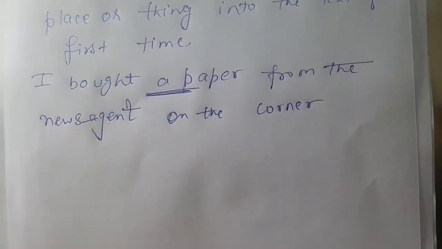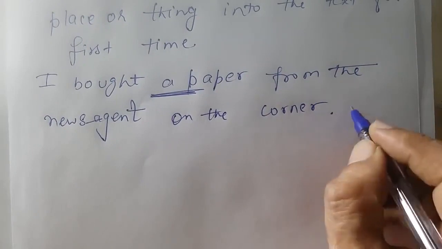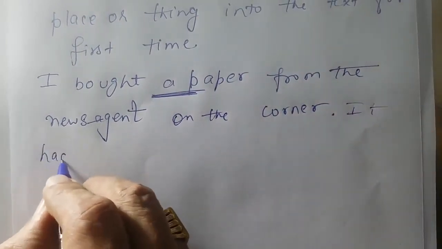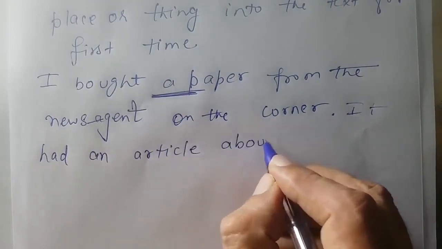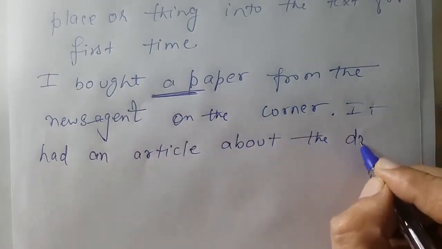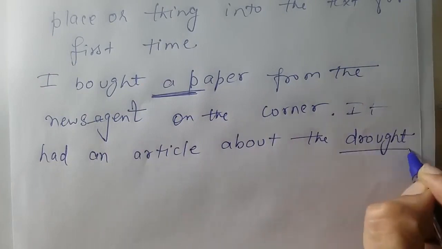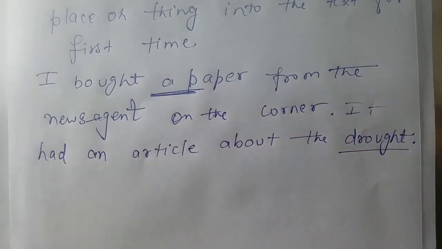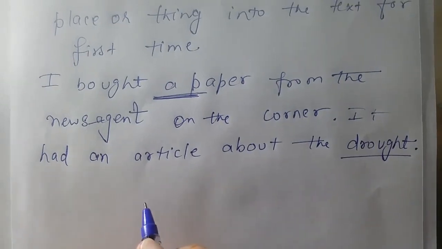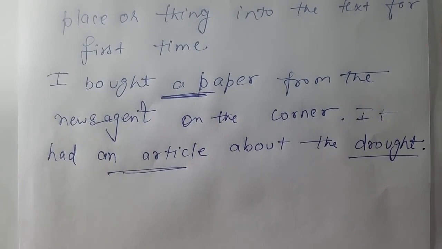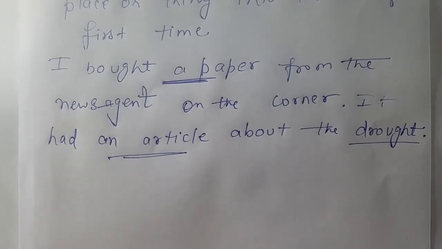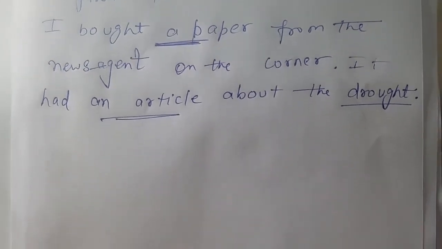Next, it had an article about the draft. So an article means introducing something for the first time. This is very much helpful in writing also. Second thing, this is the first issue. Let's go to the second issue.